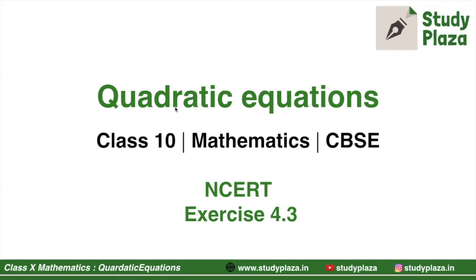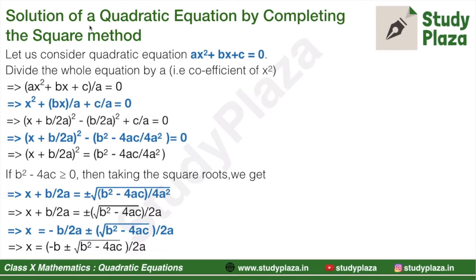Today we'll discuss the next method, that is completing the square method to find the solution of a quadratic equation. Let us start. Now we'll understand the method of completing the square to find the solution of a quadratic equation. To understand this, let us consider the quadratic equation ax square plus bx plus c is equal to 0.